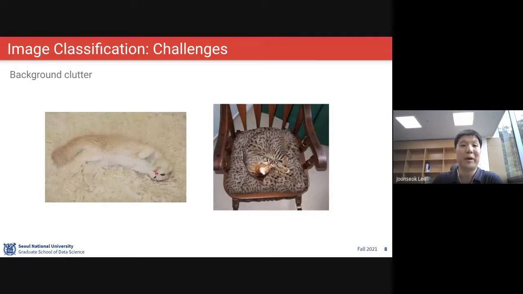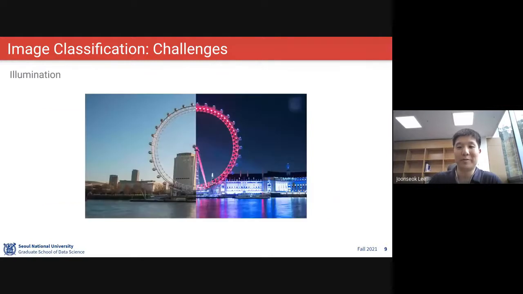And this is background clutter. As you see in these pictures, we can recognize that these are cats, but we know that this is a white cat, but the background is also white colored and has a similar texture, and the same thing on the right. So it's something like some hidden figure recognition, but this is something more challenging, which makes the image classification more challenging.